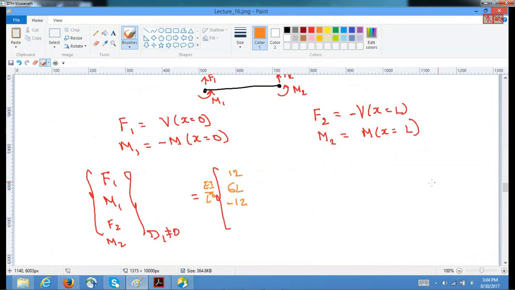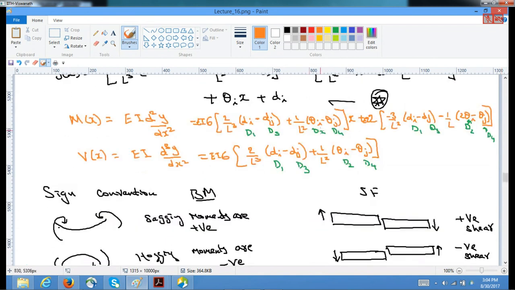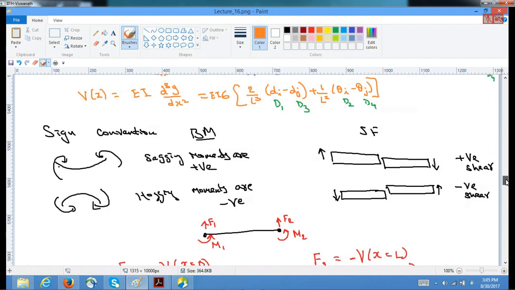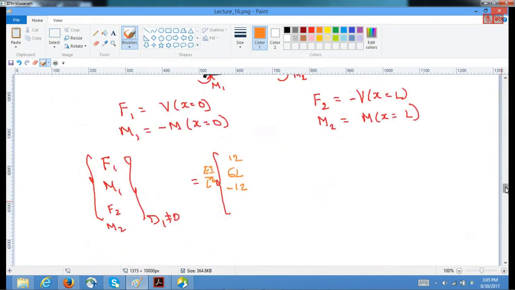Now I evaluate the same thing at x equals L. So when I take it at x equals L, then I have this term, which is coming from 6 into 2 by L cube, and this is 12, and this is minus 6, which gives me positive 6. So let me just check it, and x is D1, 2 into 6. So this will also give me positive 6L.